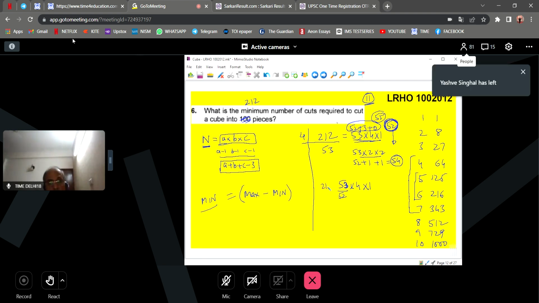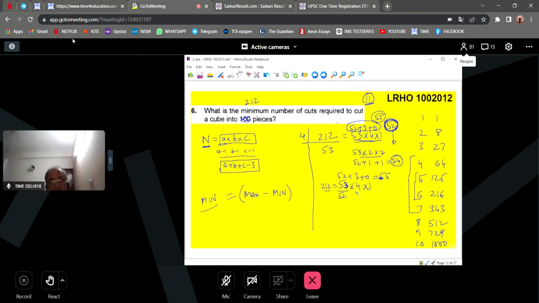See, 212 is equal to 53 into 4 into 1. How many cuts are required? 52 plus 3 plus 0, 55. Fine. Now, what I said that I need to split this number into 3 so that the product of those three numbers should be 212. But on top of that, these three numbers should be closest to each other.